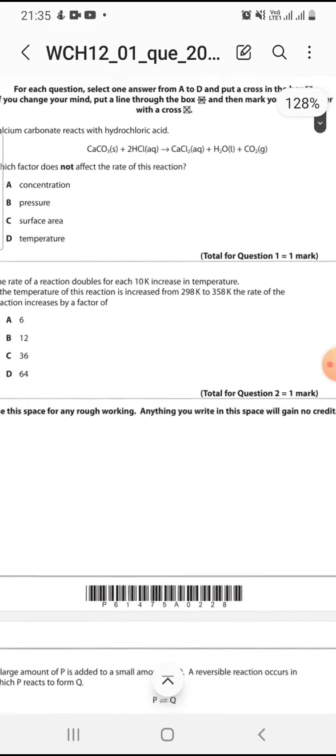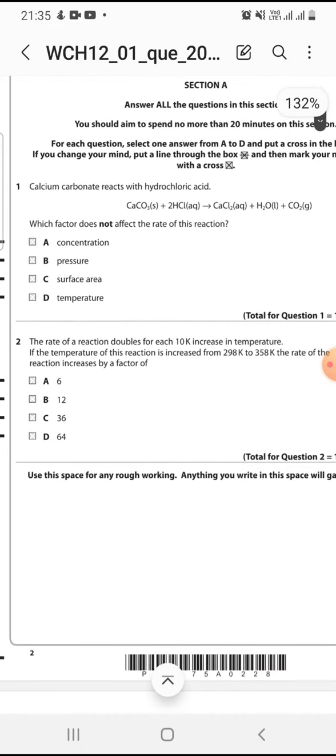The first MCQ says calcium carbonate reacts with hydrochloric acid. The equation is given and the state symbols are also given. Right. We'll see which factor does not affect the rate of the reaction. So which factor does not affect the rate of the reaction is highlighted.